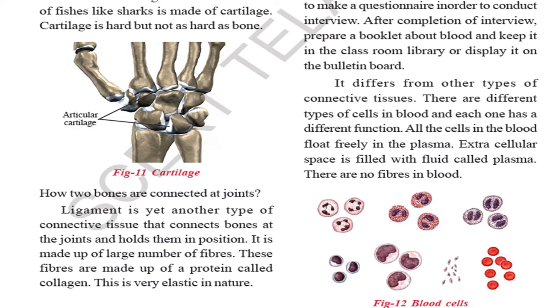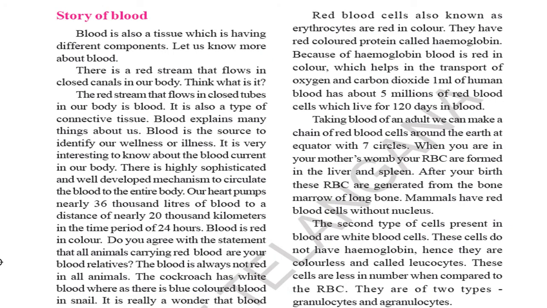Now all the cells in the blood float in the plasma. So what we see, extracellular space is filled with fluid called plasma. There are no fibers in the blood. Now what is the story of blood? Blood is also a tissue which is having different components. Let us know more about blood.